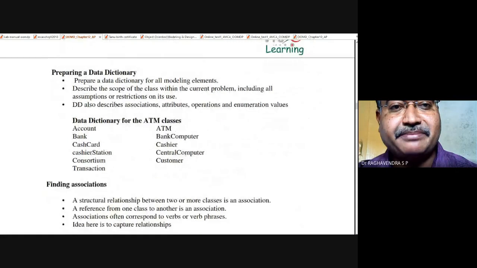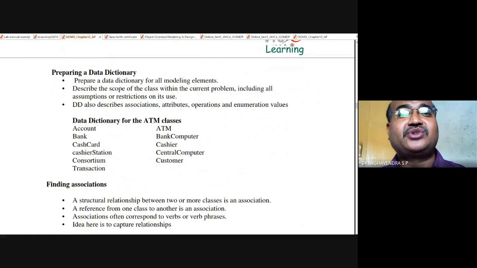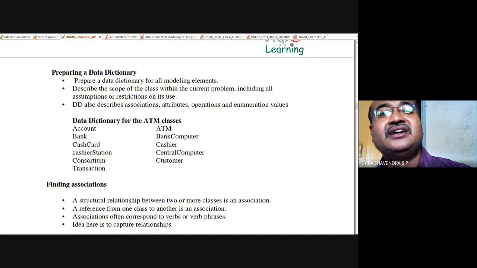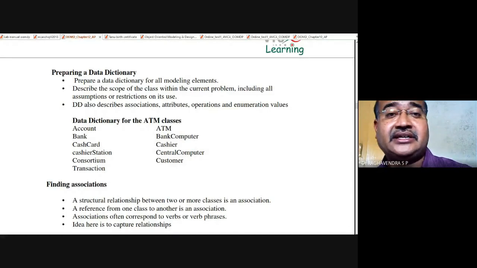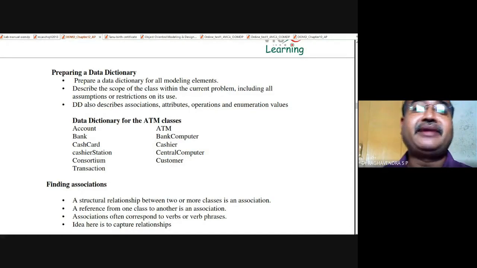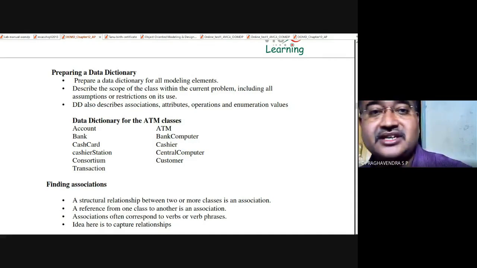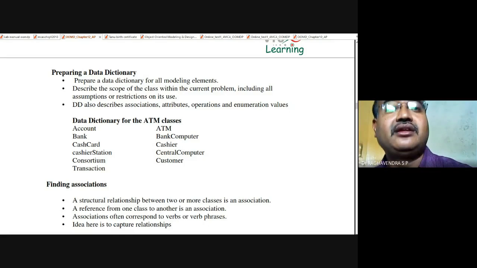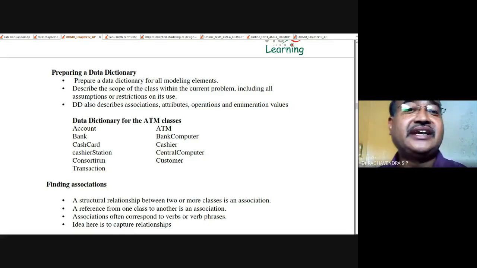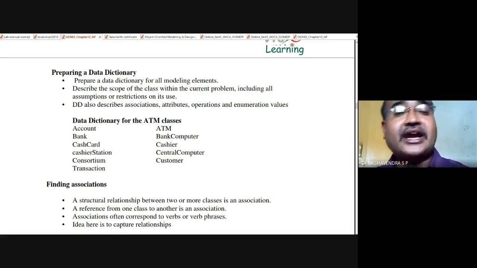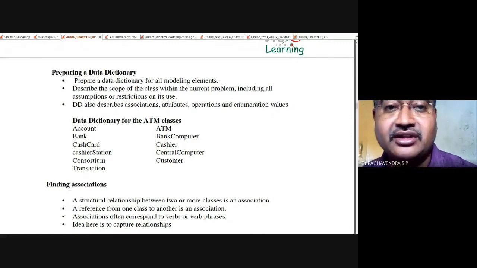So next, preparing data dictionary. To some extent we can call the data dictionary a metadata, a data which explains another data. Similarly, we need this data dictionary in the domain class model. What is the significance of using the data dictionary while building the domain class model? Now I'm going to narrate all these things to you.